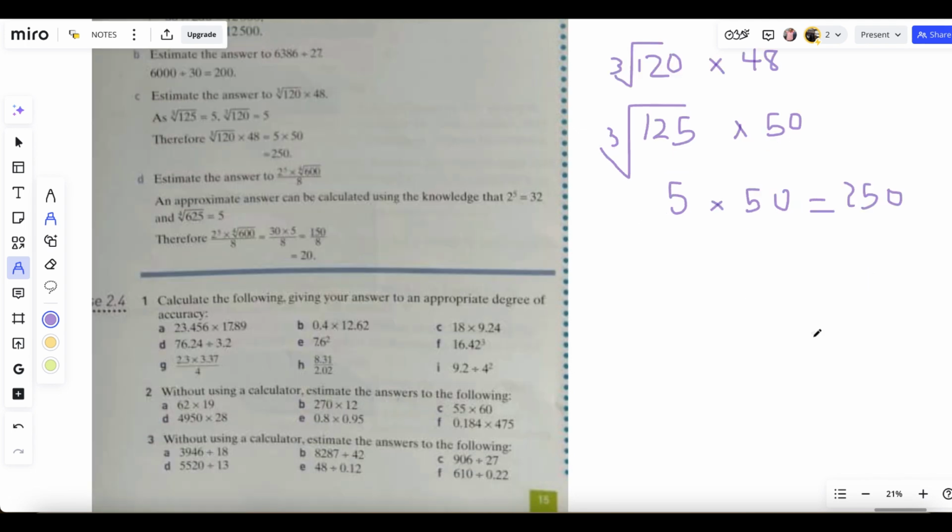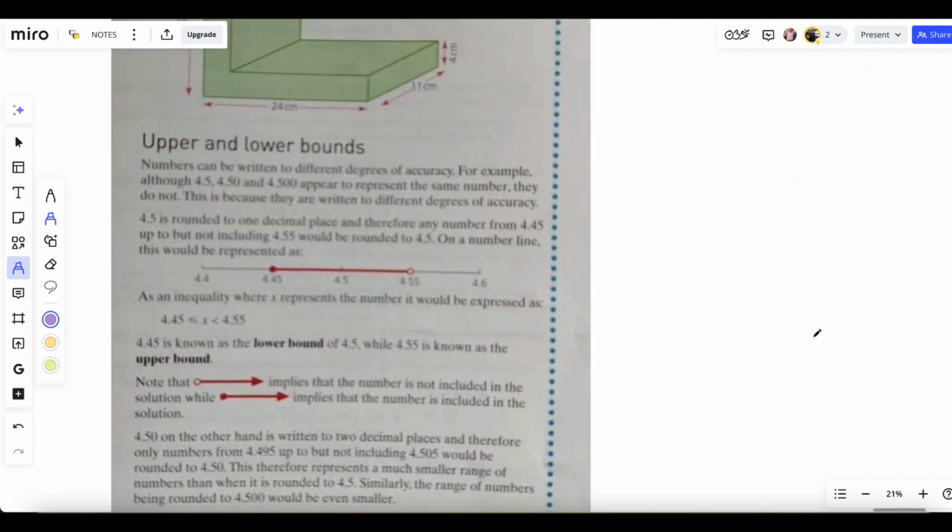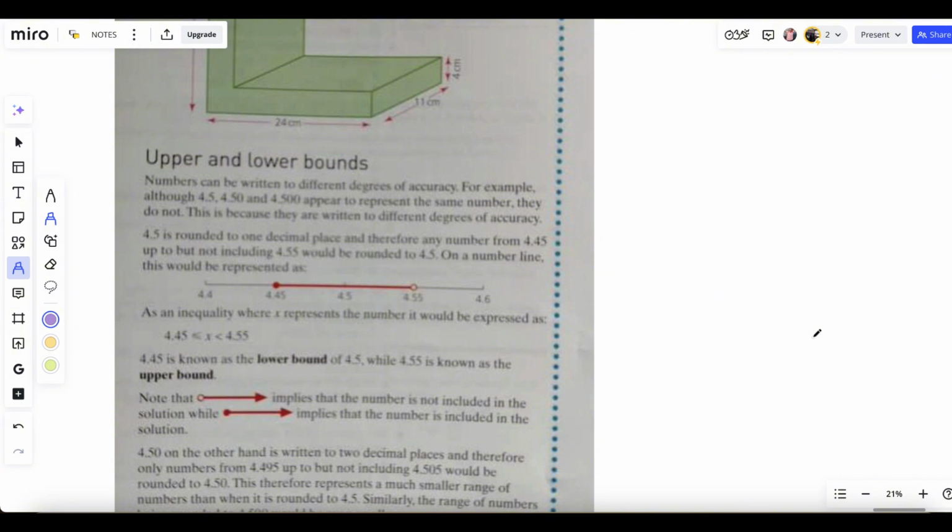Okay, so now we go to the next one, which is called the upper bound and lower bound. We go to upper bound and lower bound, which is going to be the last section of today. Now, upper bound and lower bound of whole numbers. We start with UB, upper bound, and lower bound.